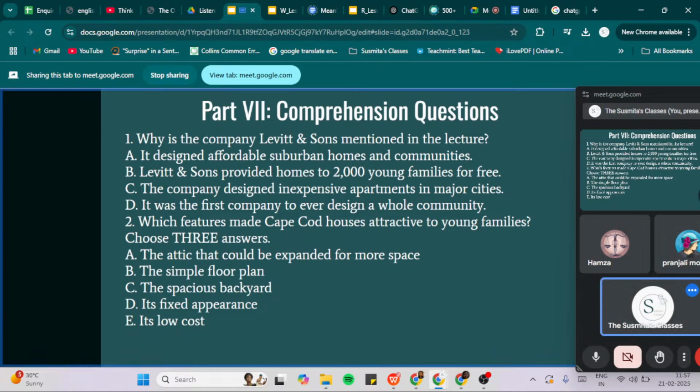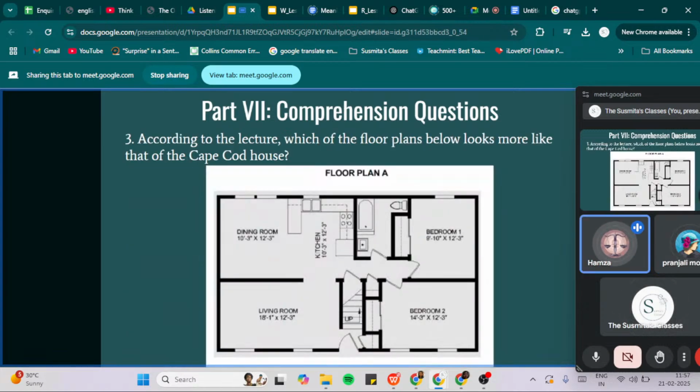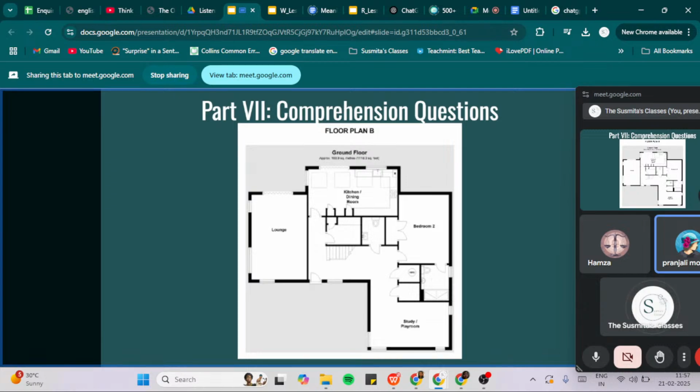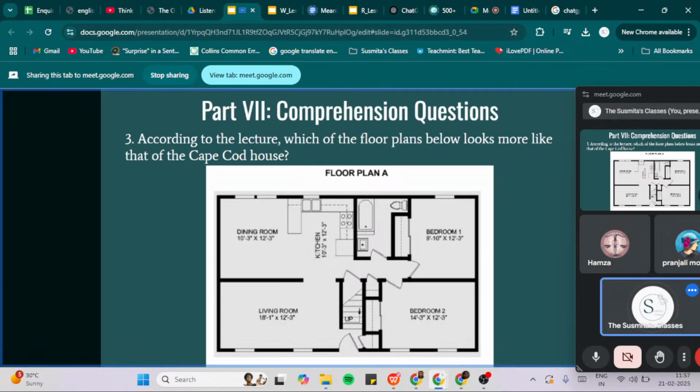Okay. Next, number two. A, B, and E. Correct. Very good. Number three. Floor plan A. Yes, ma'am. Pranjali? Go on. Because the kitchen and bathroom are next to each other. Okay. Pranjali? Yes, ma'am. This one because they are on the same floor. Okay. Floor is just the same. But the way Hamza said it, that should be easy for you to remember. So our answer is correct. Floor plan A. Okay.